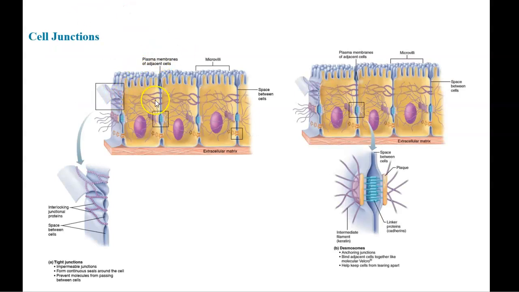So in this here you can see the tight junction. It prevents things from going between the cells, so it forces those things to come across the cell.